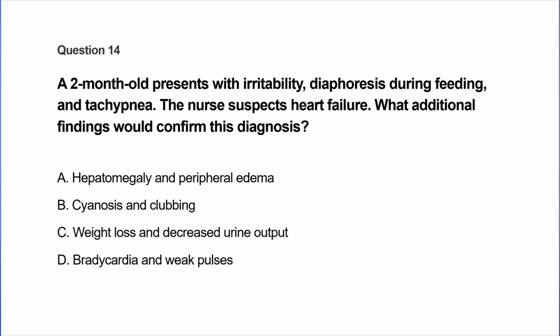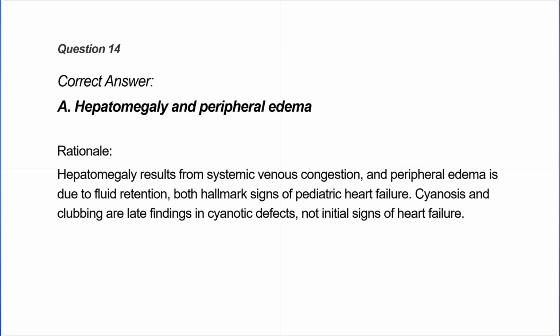Question 14. A 2-month-old presents with irritability, diaphoresis during feeding, and tachypnea. The nurse suspects heart failure. What additional findings would confirm this diagnosis? A. Hepatomegaly and peripheral edema. B. Cyanosis and clubbing. C. Weight loss and decreased urine output. D. Bradycardia and weak pulses. Answer: hepatomegaly and peripheral edema.